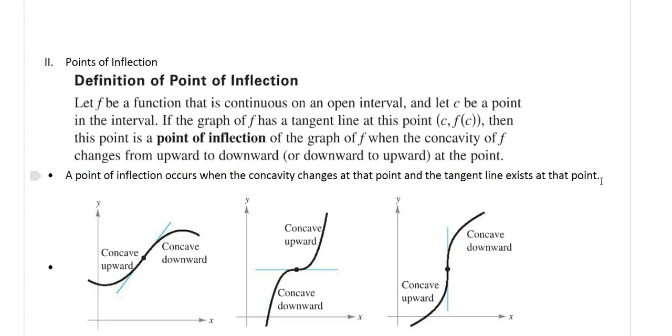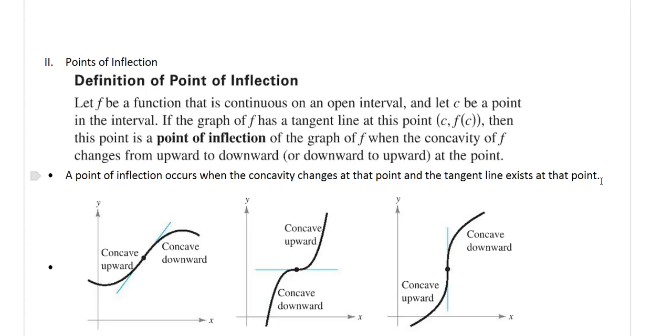So if you let f be a function that's continuous on an open interval and c be a point in the interval, if the graph of f has a tangent line at the point c, f of c, then this point is a point of inflection of the graph of f when the concavity of f changes from upward to downward or downward to upward at that point.